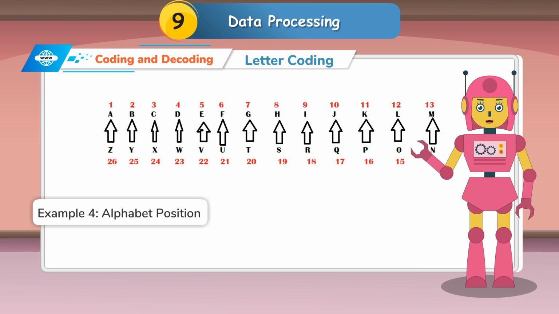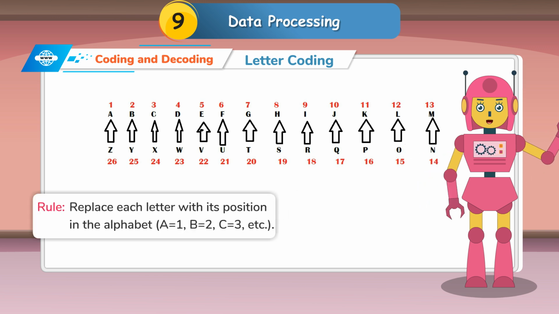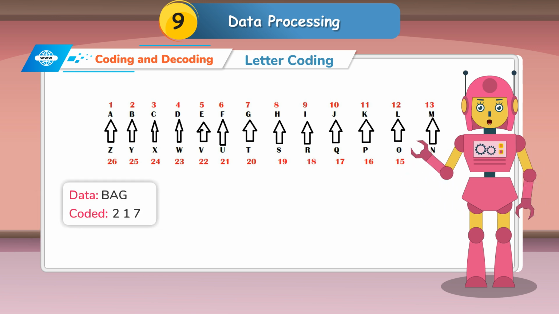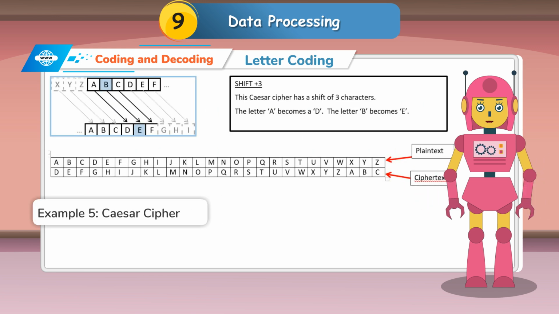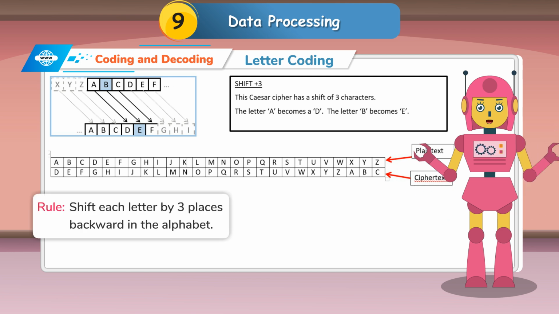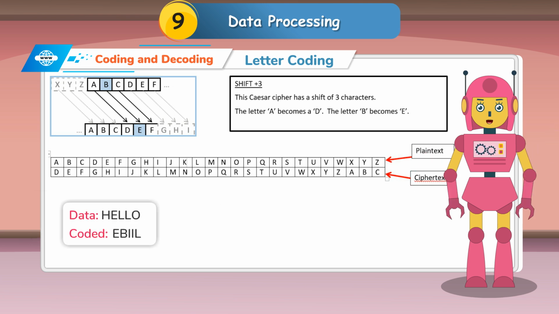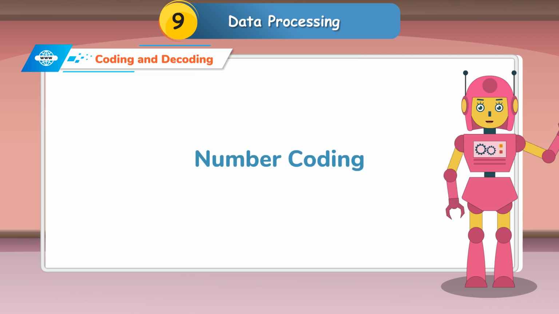Example 4. Alphabet position. Rule: replace each letter with its position in the alphabet. A equals 1, B equals 2, C equals 3, etc. Data: bag. Coded: 217. Example 5. Caesar cipher. Rule: shift each letter by 3 places backward in the alphabet. Data: hello. Coded: ABL.